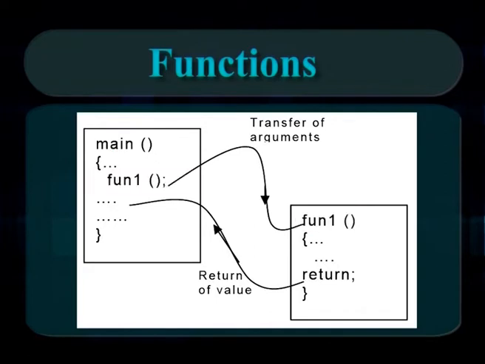Let the main program call a function fun1 which is written separately. When a function is called, the control is transferred to the first statement in the called function and the function starts execution. When a function encounters a return statement during execution, control is again transferred back to the statement following the function call in the calling program, and execution continues with the rest of the statements in the calling program.